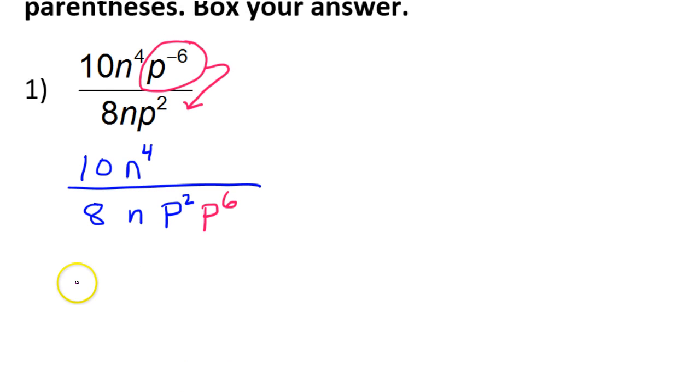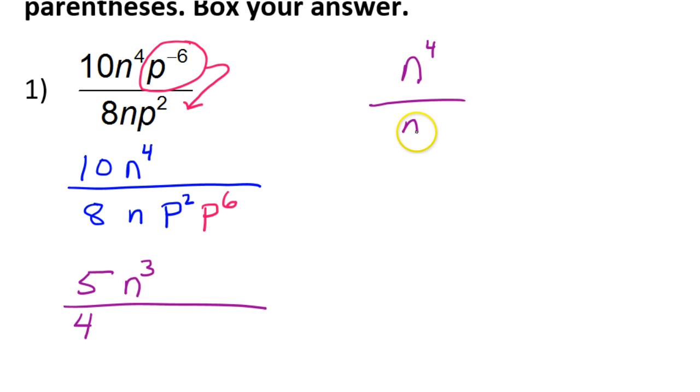10 divided by 8, we're just reducing. If you divide both of these by 2, that's going to reduce down to 5 over 4. N to the 4th power divided by n is going to be n to the 3rd power. If I have n to the 4th power over n, that's like having n over n. So all I'm doing is canceling out one of those n's. That's why it's n to the 3rd power.